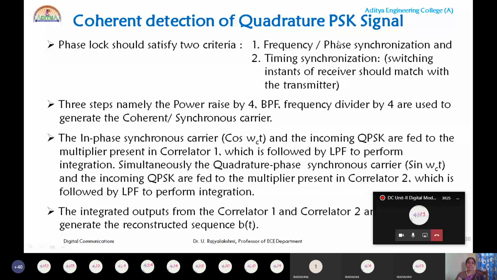Now, the in-phase carrier cos ωct and the incoming QPSK are fed to the multiplier present in correlator 1, which is followed by a low pass filter to perform integration. Simultaneously, the QPSK signal and the quadrature carrier are fed to the multiplier present in correlator 2. This is followed by a low pass filter to perform integration. Both integrated outputs are fed to the multiplexer in order to generate the sequence B(t). This slide gives you the working principle of the QPSK receiver.